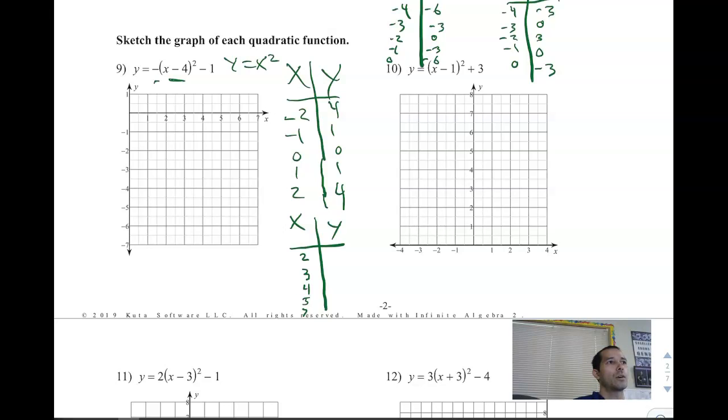or 2, 3, 4, 5, 6. Okay. And then the minus sign in front multiplies all the y values by -1. So that would be -4, -1, 0, -1, -4. And then there's one last thing that happened: all the y values got subtracted by 1. So I'm going to write down the last set of points.